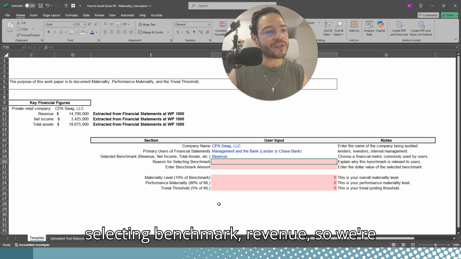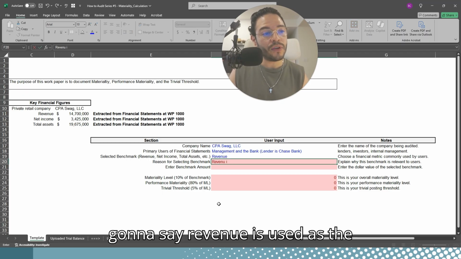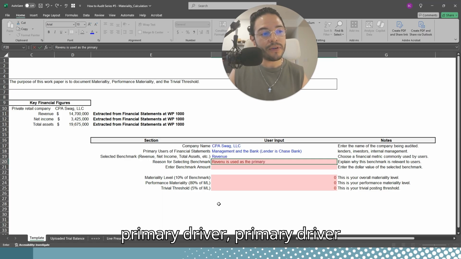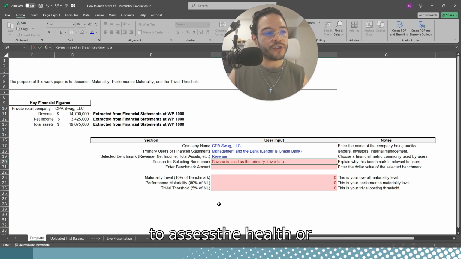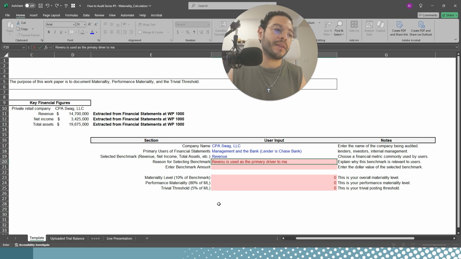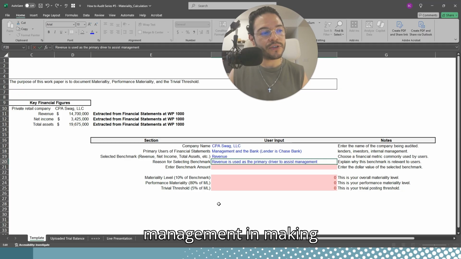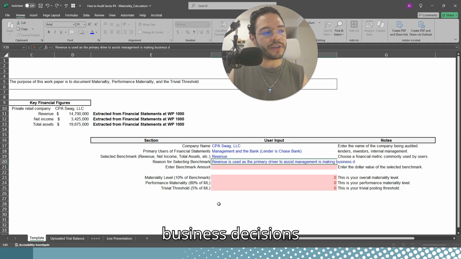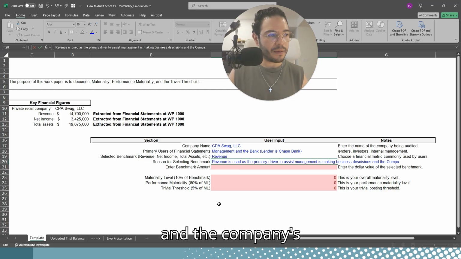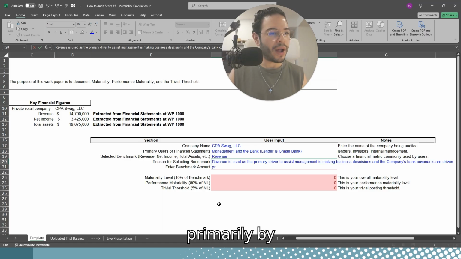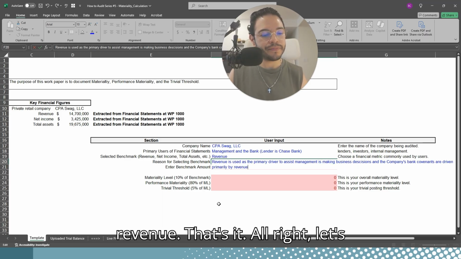Okay, reason for selecting benchmark, revenue. So we're going to say revenue is used as the primary driver to assist management in making business decisions, and the company's bank covenants are driven primarily by revenue. That's it.